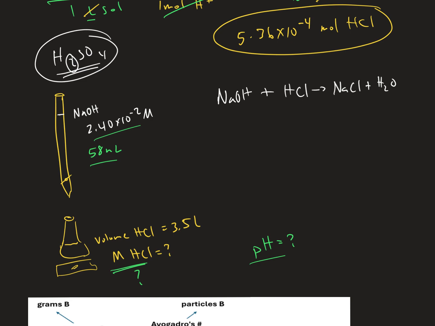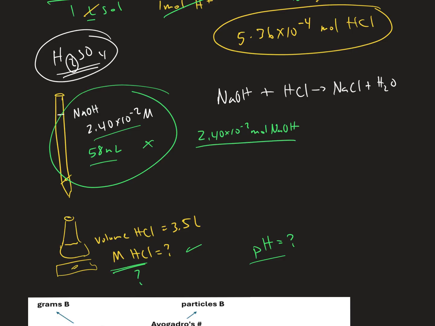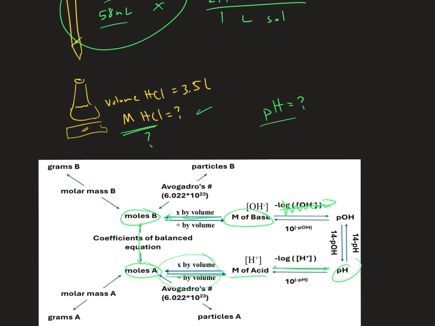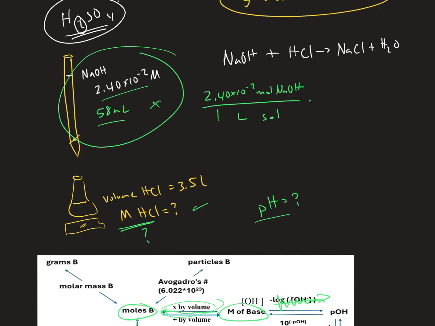All right, so what am I going to start with? I know everything about that guy and a little bit about this guy, and this is what I'm looking for. So I'm going to start here. Good? So 2.40 times 10 to the negative 2 moles of NaOH to 1 liter of solution. And then I'm going to multiply by the volume and make sure that's in liters so that it cancels.